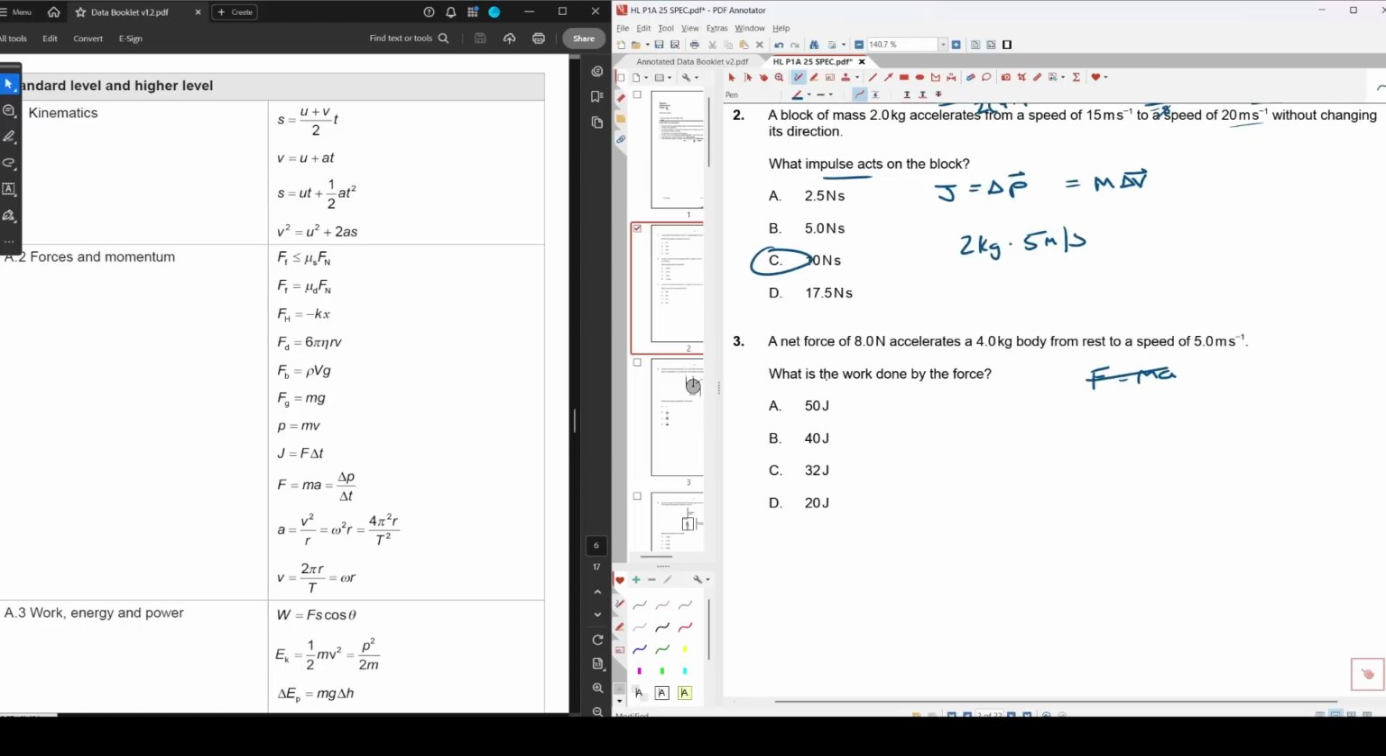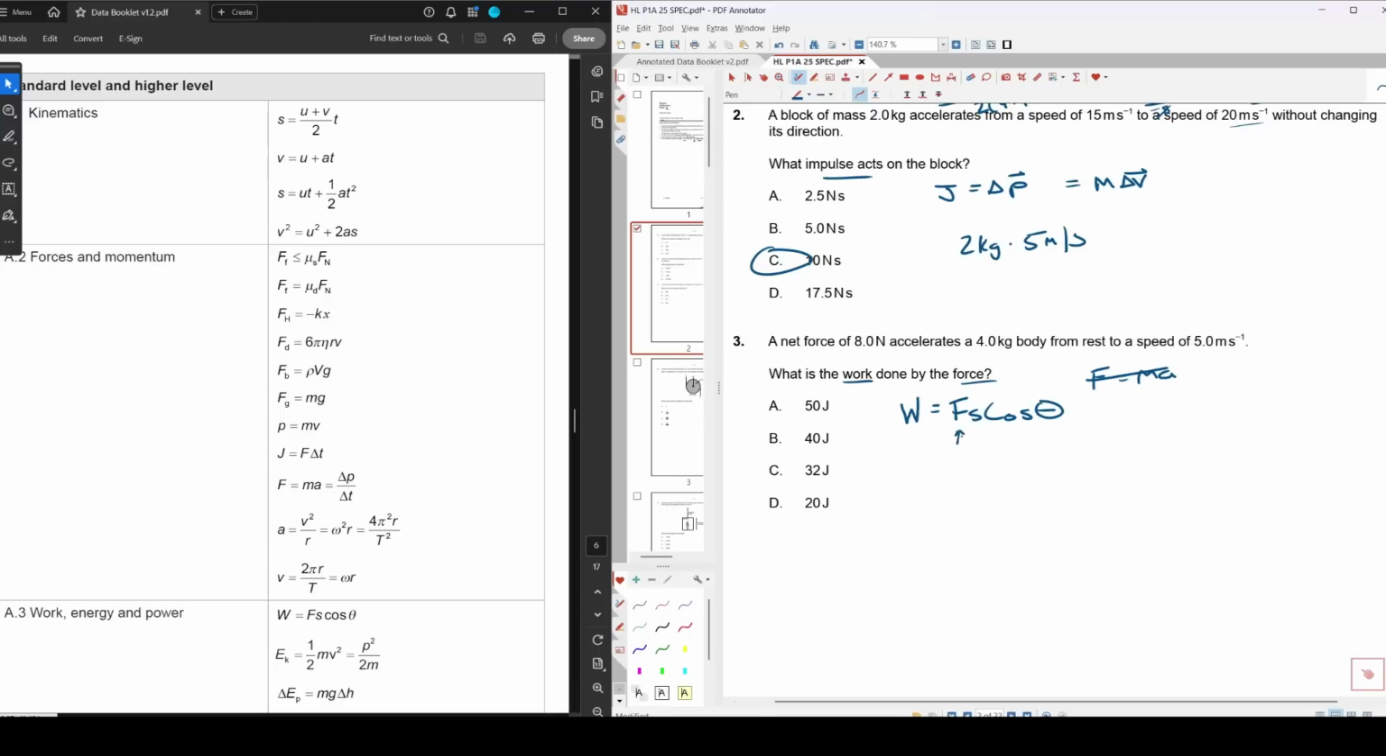Nope, just kidding. I should have kept reading. I want to know the work done by the force. The equation for the work done by a force, I know, is this equation because I studied my data booklet. So what do I need to know to solve this?